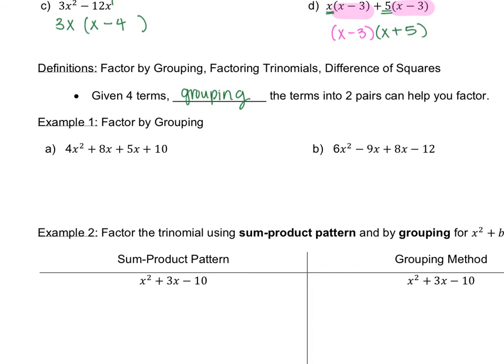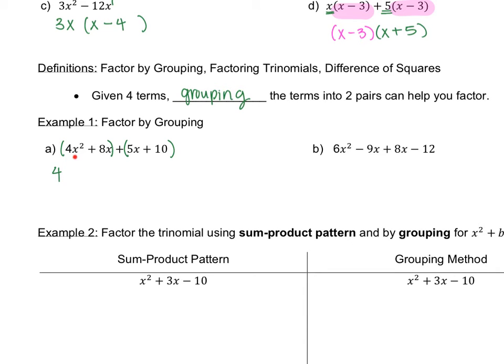You can group them into 2. So I am going to group these 2 together and then these 2 together. And so what I try to do is the same as before. So I concentrate on this one first, and I notice this one has a 4 and this one has an 8. I can bring out a 4. That would be the greatest common factor.